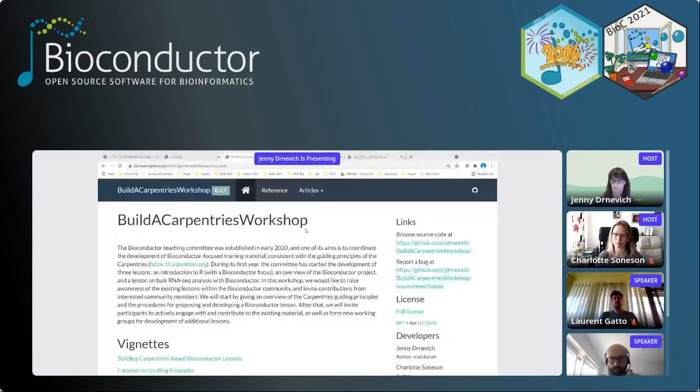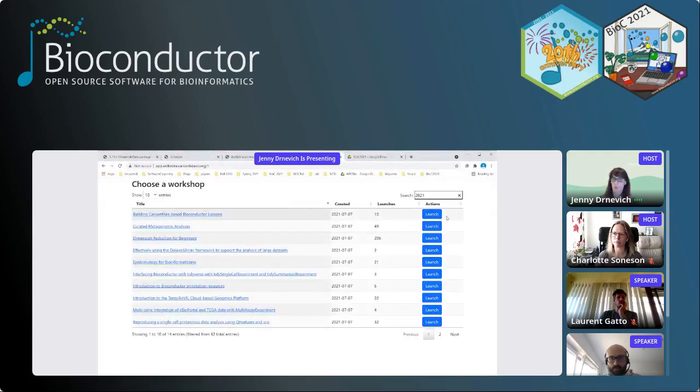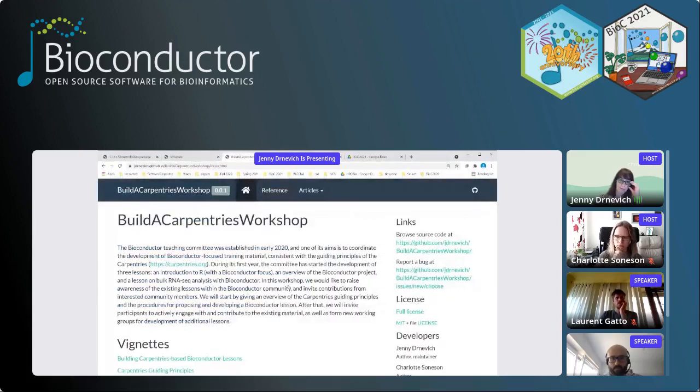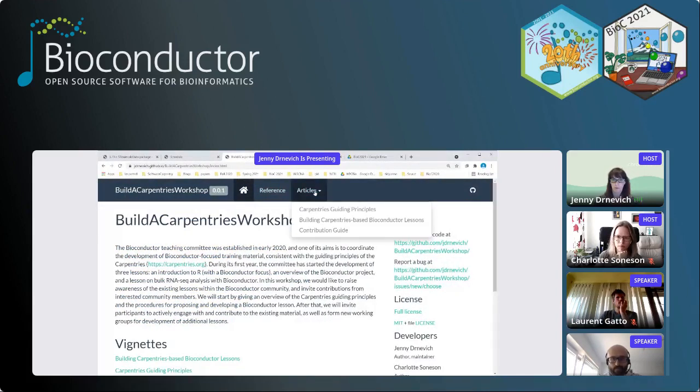Now let me share my screen. This workshop is going to be run a little bit differently. While we do have the Orchestra platform, we're not actually going to be launching that. We're not going to be doing anything inside RStudio today. We're going to be doing it all on Git. But welcome on behalf of the Bioconductor Teaching Committee. I'm going to move to the first vignette, which is building Carpentries-based Bioconductor lessons. Let me put the link here into the chat.